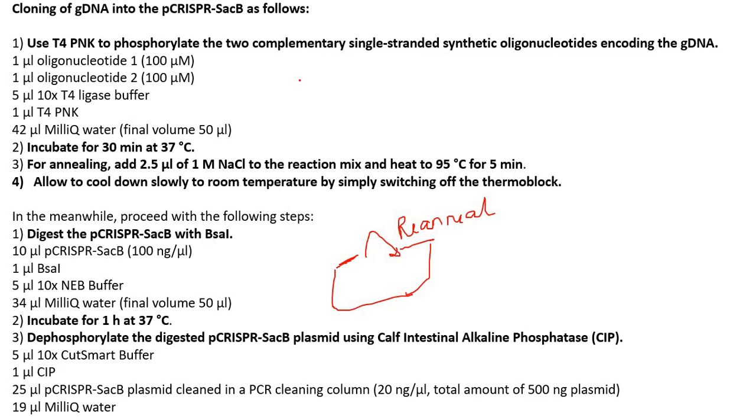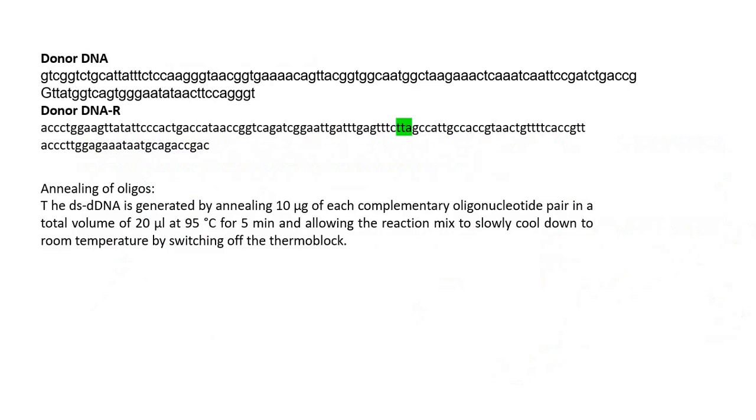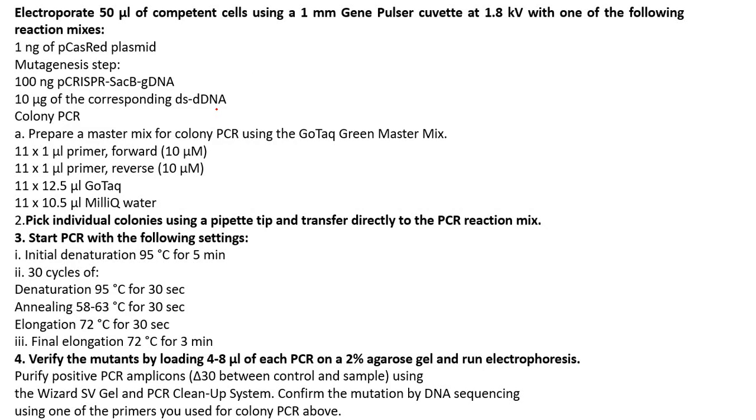You have to perform these things in the presence of ligase enzyme. So once you are done with this, now you are ready with your experiment. You have the pCas9 red plasmid, and for performing the mutagenesis, you have the pCRISPR SacB gDNA and the donor DNA.